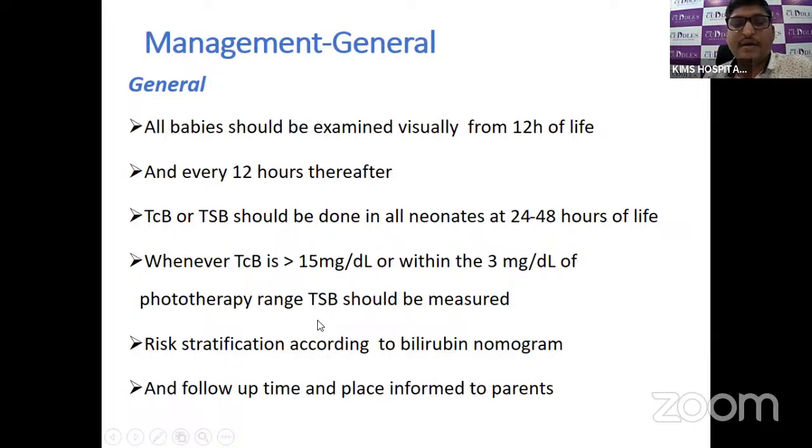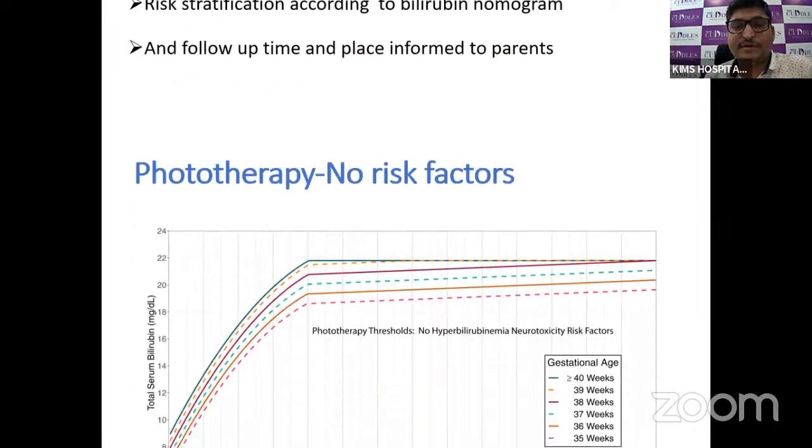There should be a risk stratification after the measurement of the total serum bilirubin or transcutaneous bilirubin according to the bilirubin nomogram or the latest phototherapy threshold nomograms. According to the documentation on the nomogram after the risk stratification, the follow-up time and place should be informed to the parents. When the bilirubin is above the phototherapy threshold, these children should be started on phototherapy rather than discharged.